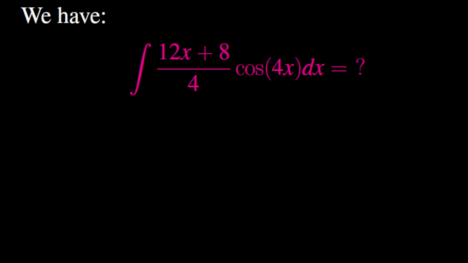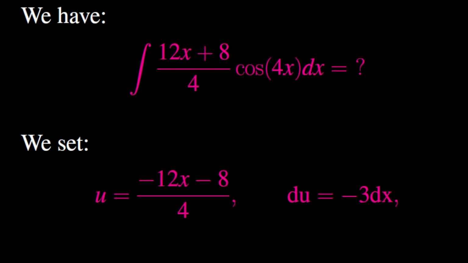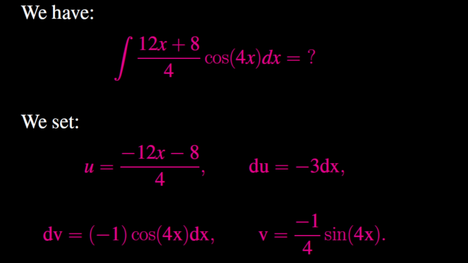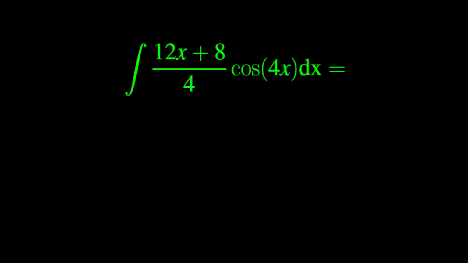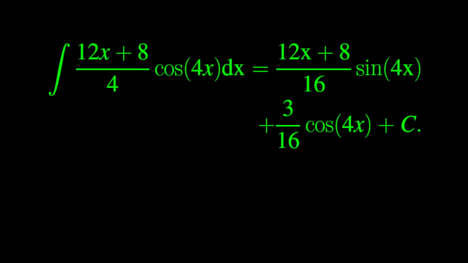In fact, the integral of u dv is equal to u times v, minus the integral of v du. In sum, we set u equal to (12x + 8) over 4, so du equals 3 dx. And dv equals cosine of 4x dx, and v equals 1 over 4 times sine of 4x. In sum, the integral of (12x + 8) over 4 times cosine of 4x dx is equal to (12x + 8) over 16 times sine of 4x, plus 3 over 16 times cosine of 4x, plus a constant c.